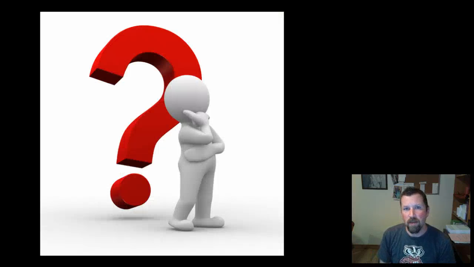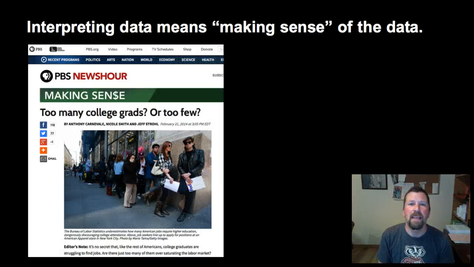But those are just numbers, and what we're really wondering is, well, what do those numbers mean? So we collect the data, but then we have to interpret it. So interpreting data just means making sense of the data. It means taking those numbers and trying to figure out what they tell us so that we can make claims and use the data as evidence to support those claims.